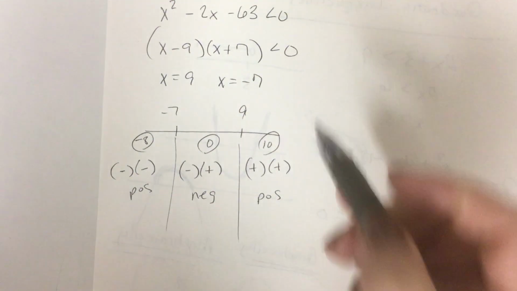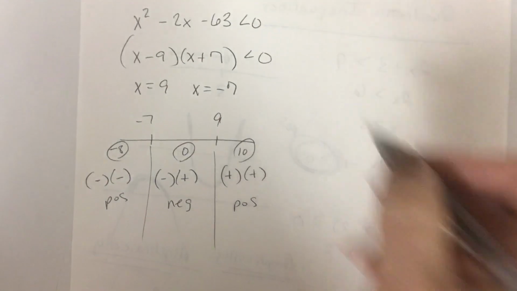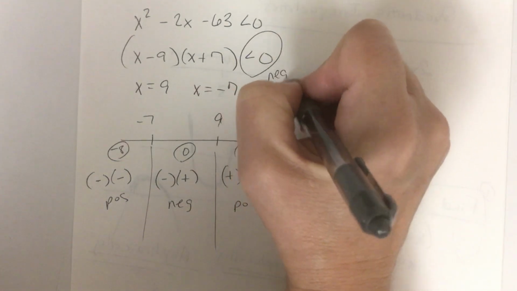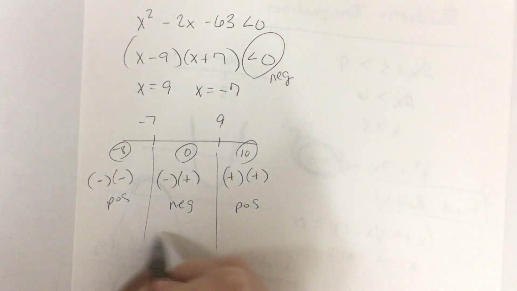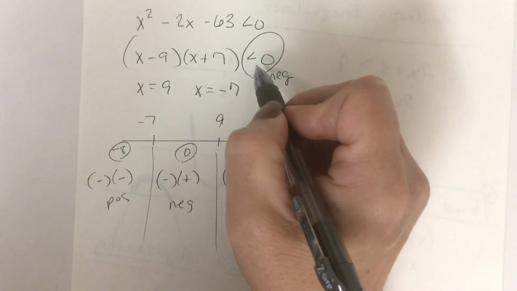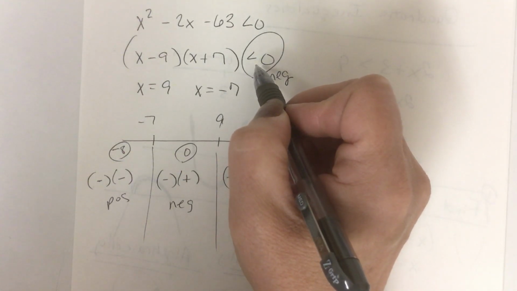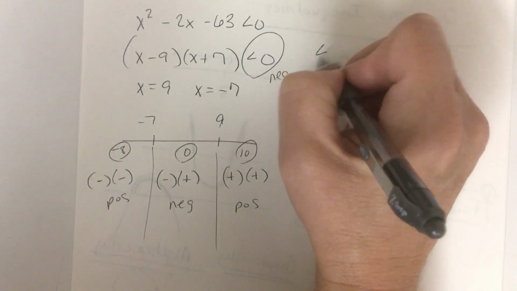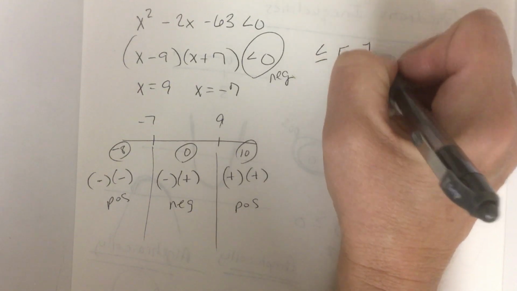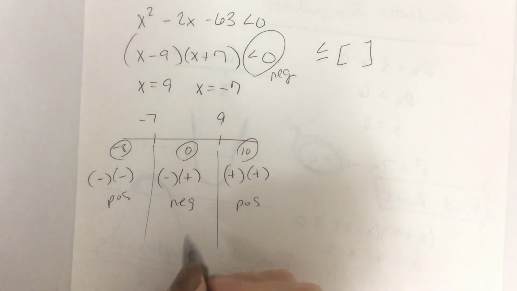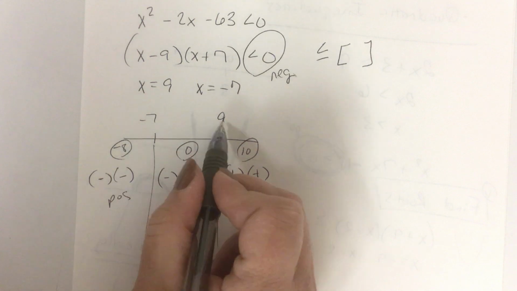So I'm looking for less than 0. So that means I'm looking for negative answers. That's in the middle. It's just less than, so I'm going to use parentheses instead of brackets. If it was less than or equal to, I would use brackets, but it's less than, and I want to be everything in between negative 7 and 9.